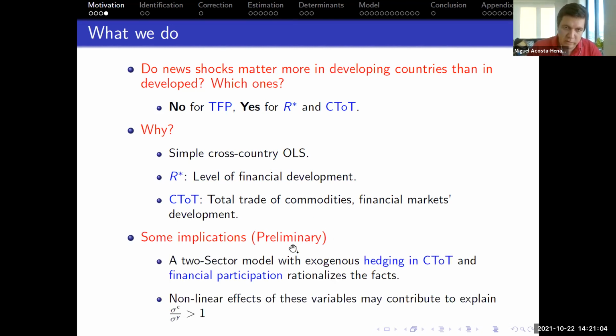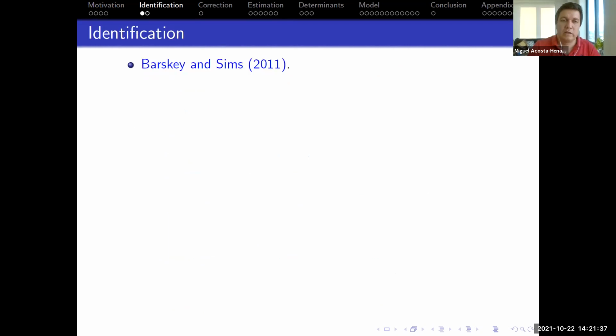So in terms of implications, and this is preliminary because this is a model that we have been working on, it is a two-sector model with exogenous hedging. Specifically, commodity producers can hedge some of the price risk in commodity derivatives markets, and importers can do that too. And more financial participation, in the form of more financially included households, rationalizes the facts in this simple regression. And this can help us explain the usual puzzle of emerging markets, that volatility of consumption is larger than that of output.